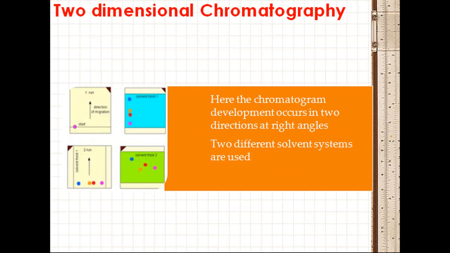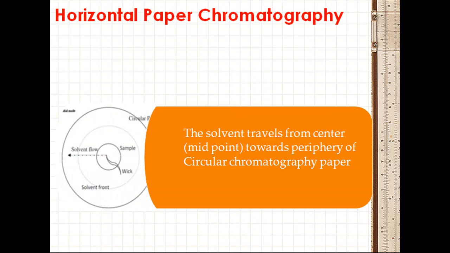Two-dimensional chromatography. Here the chromatogram develops in two directions at right angles. Two different solvent systems are used in this. Horizontal paper chromatography. The solvent travels from the center midpoint towards the periphery.